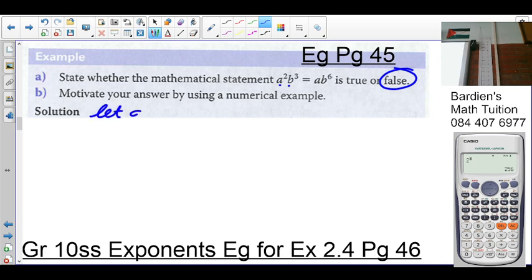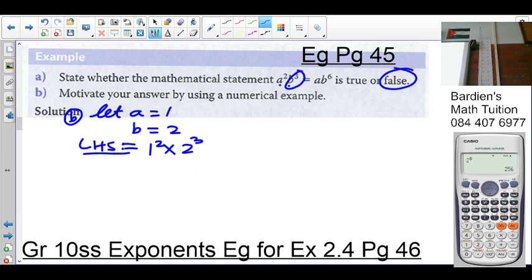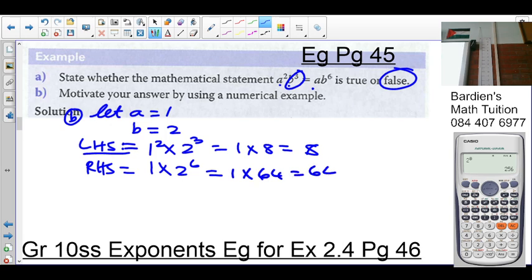We say let a equal 1 and b equal 2. Then what will it be? The left hand side would simply be 1 squared times 2 cubed. So that's simply 1 times 8. And 1 times 8 is? Let's look at the right hand side. So that would be 1 times 2 to the exponent 6. So 2 to the 6 is 64. No? So it's 1 times 64 is equal to 64. Therefore, the right hand side is not equal to the left hand side. Okay.